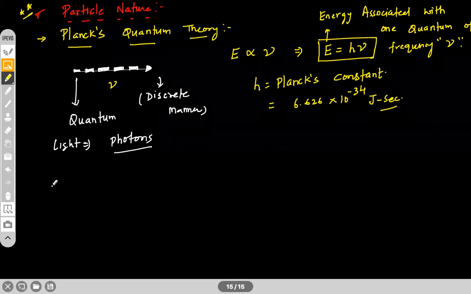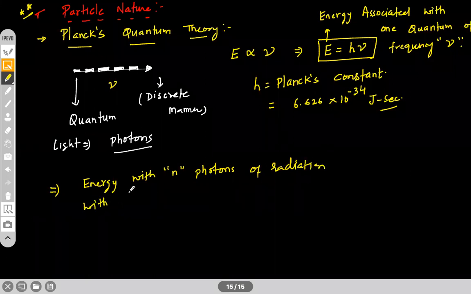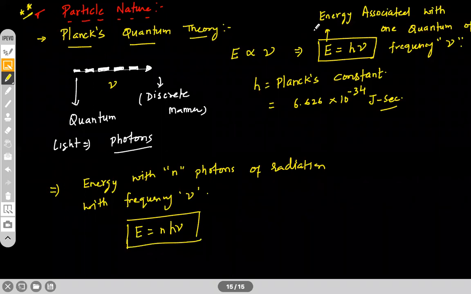So if I ask you, what is the energy of n photons of radiation with frequency nu? The energy of one photon, E, is equal to h nu. So if you have n number of photons, it is n times h nu. Always keep this in mind. When we write E equals h nu, it is the energy of one particle present in that particular radiation. Okay, you can understand this with a very simple example.